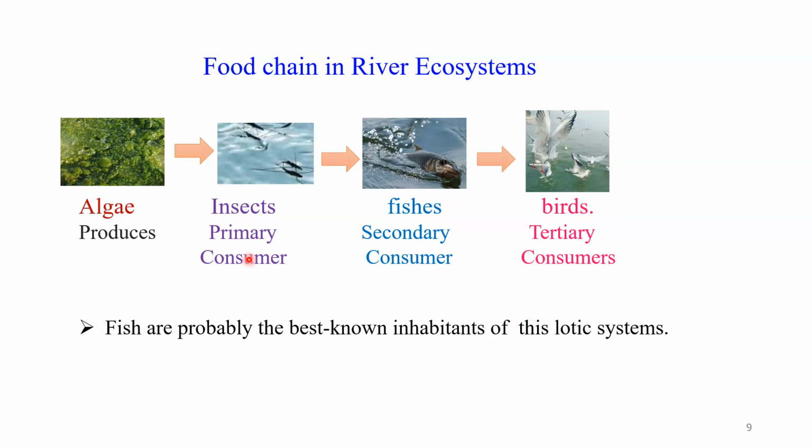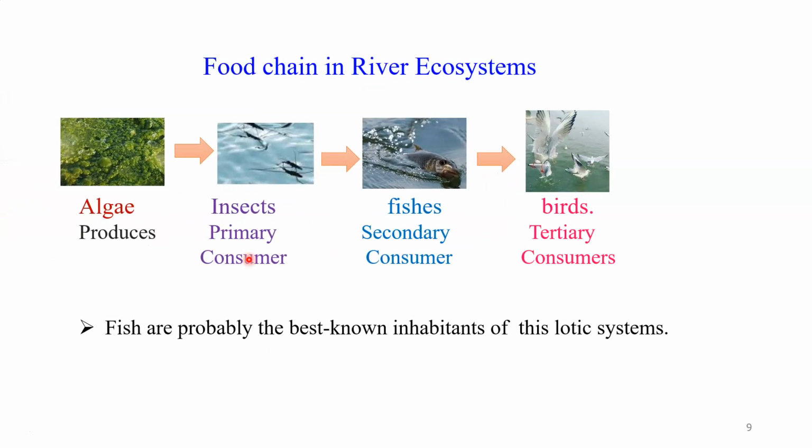And lastly, we have the tertiary consumer. In every ecosystem, especially here in the river ecosystem, mostly the birds play the role of the tertiary consumer. The birds such as kingfisher, diver, and other categories of birds we have in this ecosystem. Dear student, one thing I would like to add here is that fish are probably the best known inhabitants of this lotic system that we observe in every river ecosystem on the earth's surface.